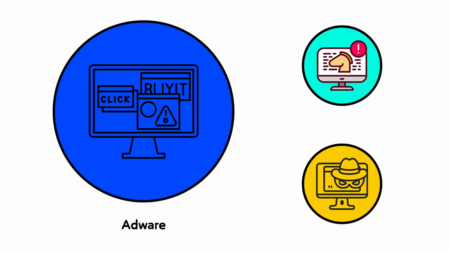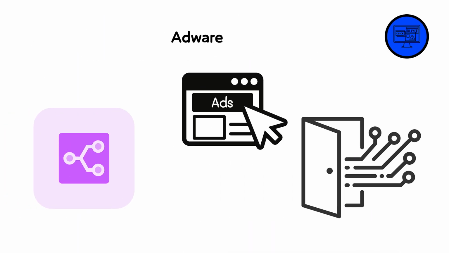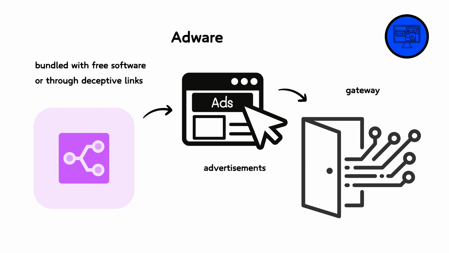Adware. Adware may seem less menacing than other types of malware, but it can undermine your computer's performance and your online experience. Typically, adware infiltrates your system bundled with free software or through deceptive links and begins bombarding you with advertisements. These ads can slow down your device and make your apps harder to use. More dangerously, adware can serve as a gateway for other malicious software, especially if it tricks you into clicking on ads that lead to harmful sites or download more malware.